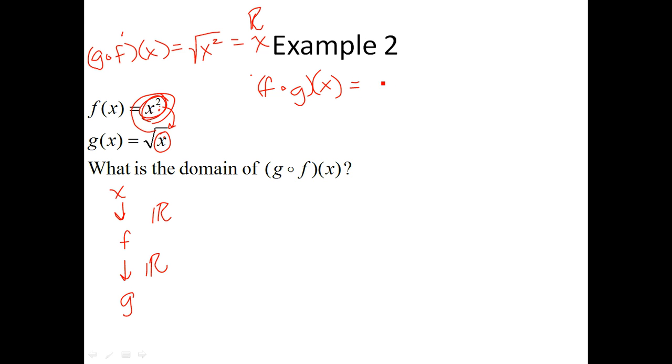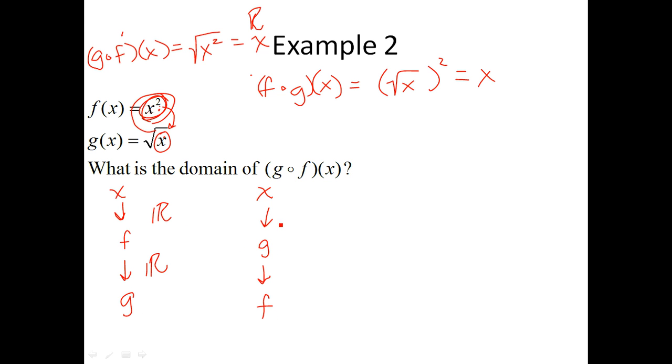So we have f, and we're plugging in the g, which is this. And again, square and square root are inverses, so they cancel out, so I still have x. And so you're thinking, okay, wouldn't the domain be all real numbers again? So let's see. We're going to do x goes into g, goes into f. Remember to swap the letters depending on whether you're doing f of g or g of f.